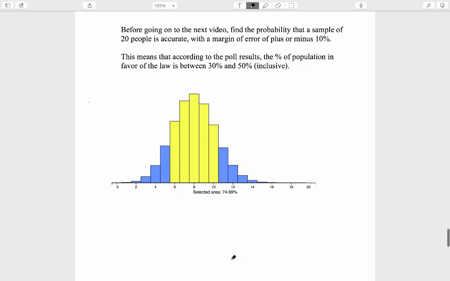Before going on to the next video, find the probability that a sample of 20 people is accurate with a margin of error of plus or minus 10%. This means that according to the poll results, the percentage of the population in favor of this law is between 30% and 50% inclusive. So you see here what the answer is going to be, but set it up and do the computation yourself to make sure you're getting it right.